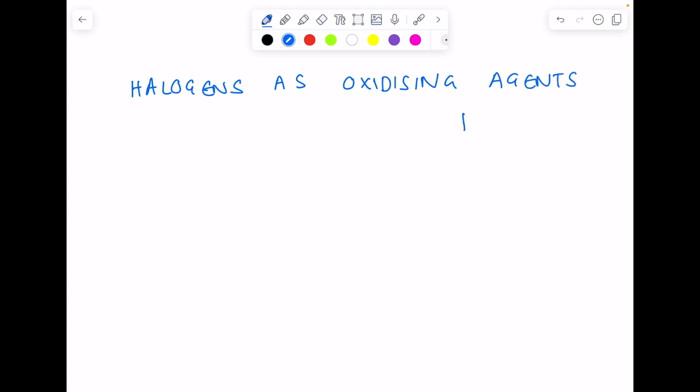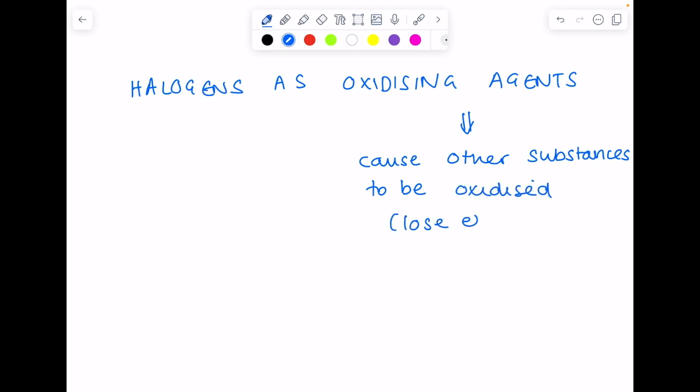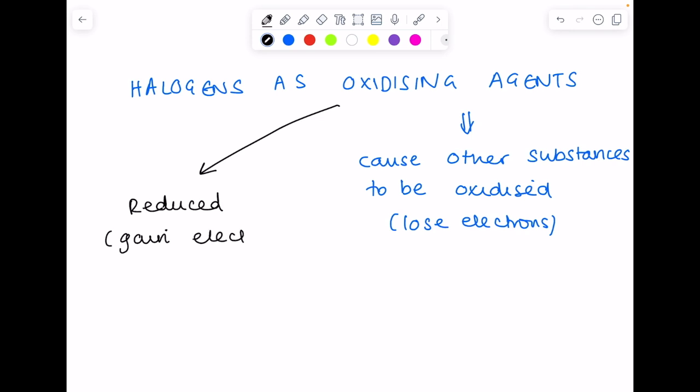Remember, oxidizing agents cause other substances to be oxidized, which means to lose electrons. And by definition, therefore, oxidizing agents are themselves reduced at the same time, which means they must have gained electrons. Always bear in mind what's happening with electrons in these sorts of reactions.